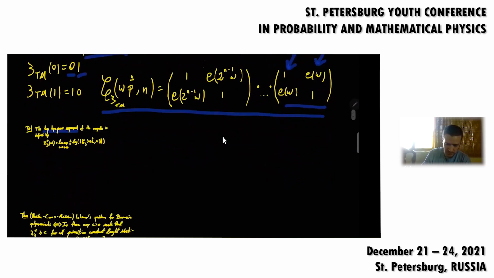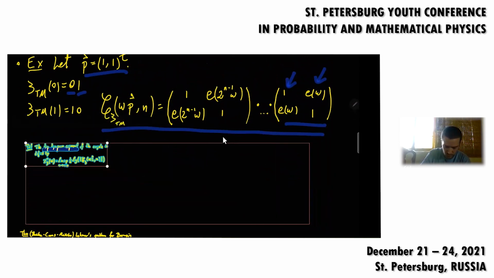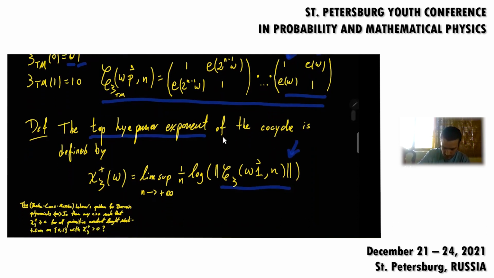And one thing we always study for multiplicative cocycles is the top Lyapunov exponent, whose definition I recall here. So the top Lyapunov exponent tells us the exponential growth of this matrix product. It's defined by this letter T, and it's going to be the limsup of 1 over n log of the cocycle at time n. And you can take, of course, any norm, since we are working in a finite dimensional space.